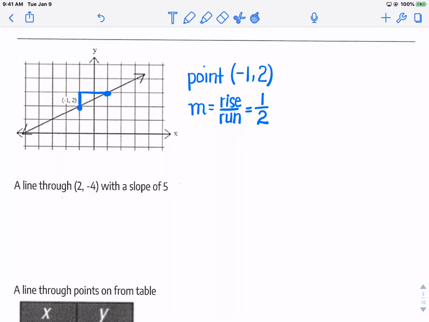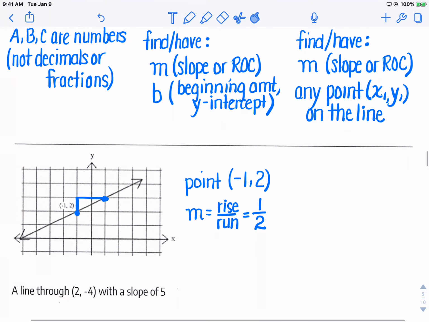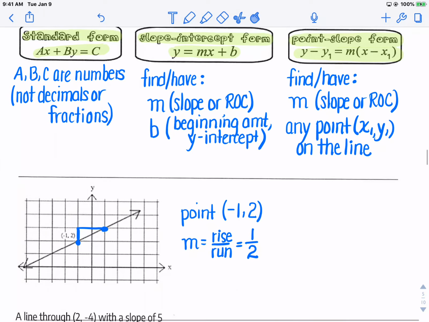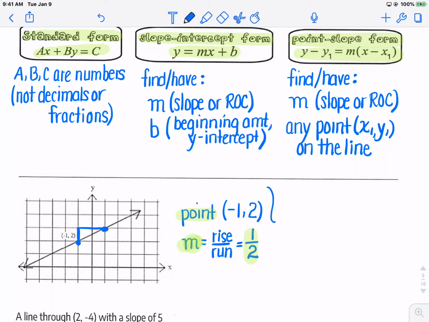So when I look back at the three forms of the equation, standard form, well, I don't even know what to put in there. Slope-intercept would be great because I have a slope, but I don't have the y-intercept. I can estimate it, but I don't have it. When I look at the third form, point-slope, I do have a point and a slope. So we're going to try to use that form to write our equation.